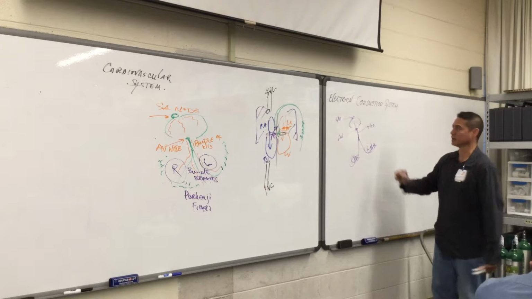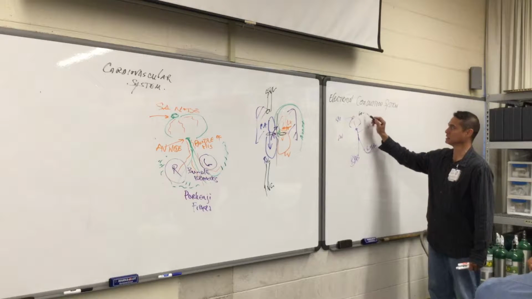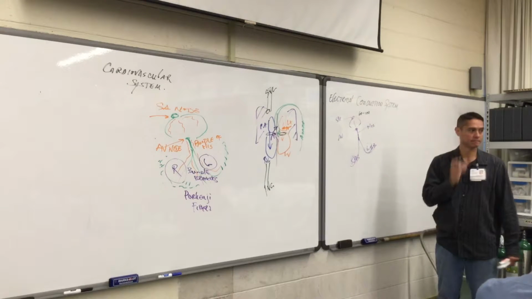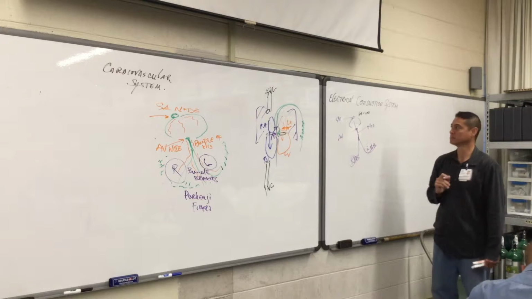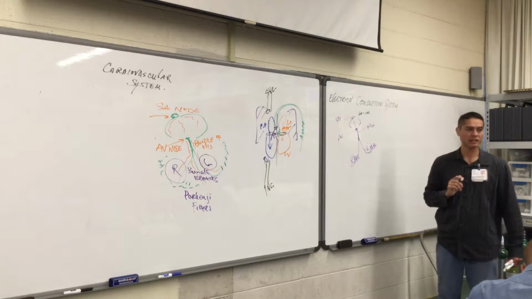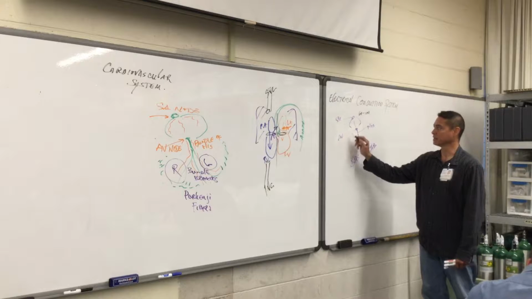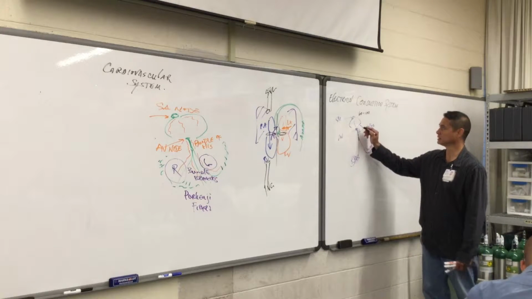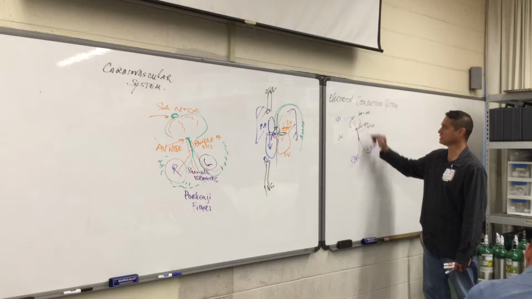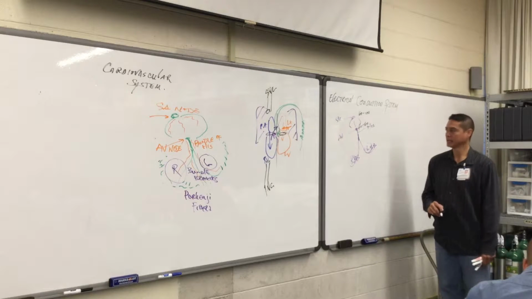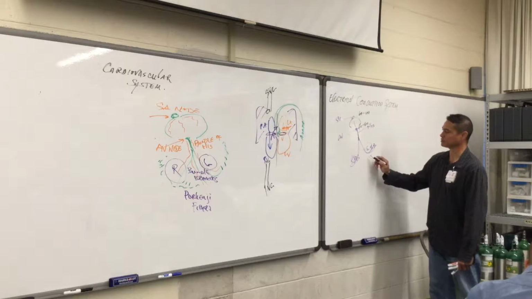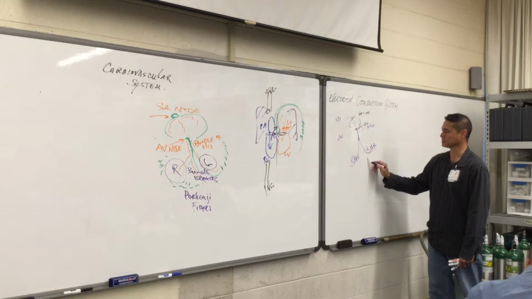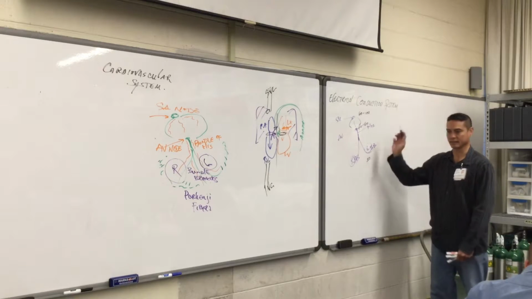SA node likes to fire somewhere between 60 and 100. The next pacemaker site is at the junctional site near the AV node, and this likes to fire at about 40 to 60. And then somewhere down here in the ventricles, they will fire at about 40 and less.